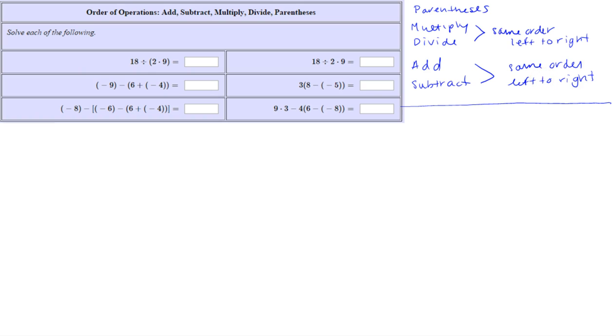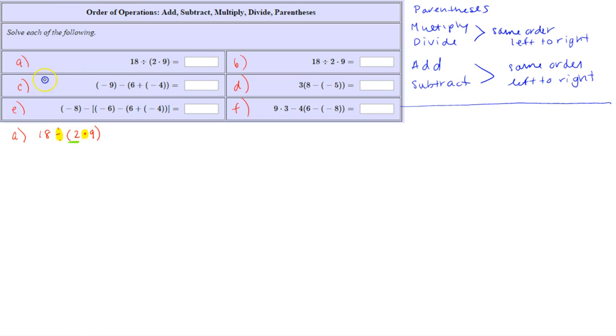So let's look at these problems. We'll start with problem A. We have 18 divided by parentheses 2 times 9. Okay. So it's very good practice to highlight your operations. We have two to perform here: division and multiplication. And normally we do the division first because we do the operations from left to right. But the multiplication is in parentheses, so we need to do this first.